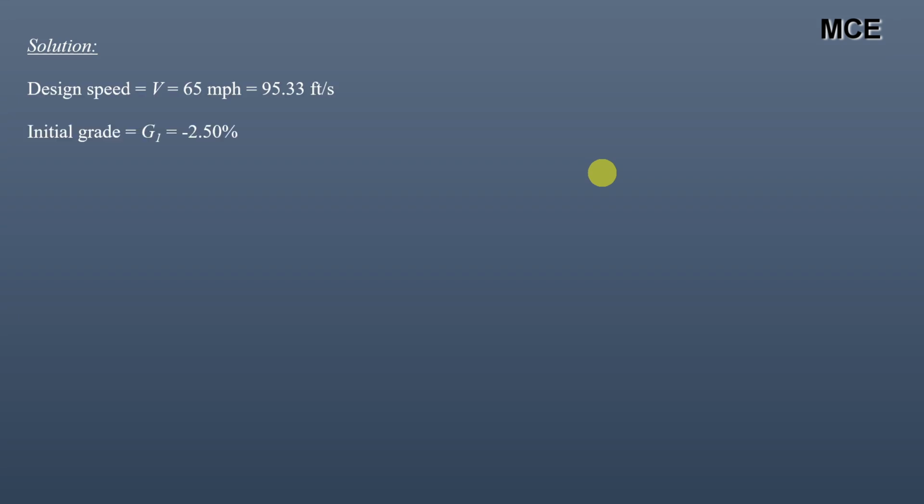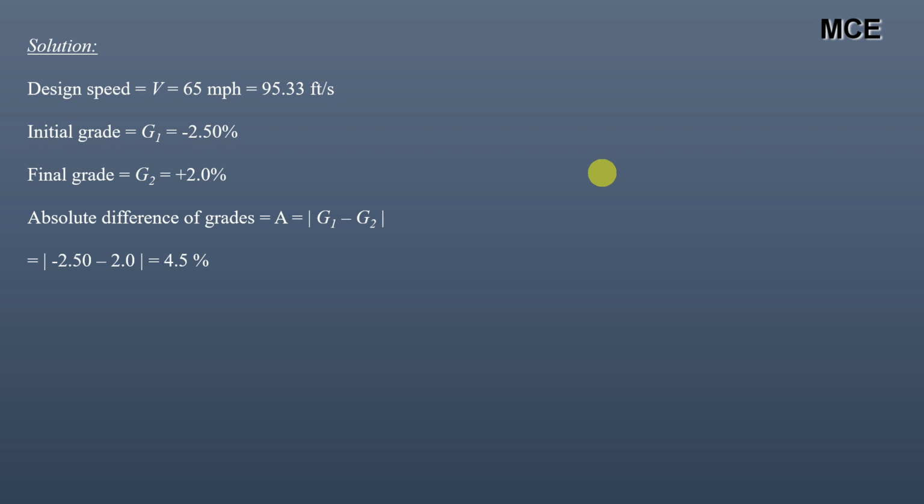Okay, so design speed for our question is 65 miles per hour, which is equal to 95.33 feet per second. Initial grade is minus 2.5%, final grade is plus 2%. Absolute difference of grade is minus 2.5 minus 2, which is 4.5%.